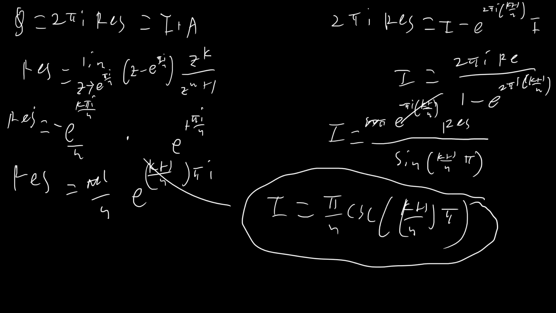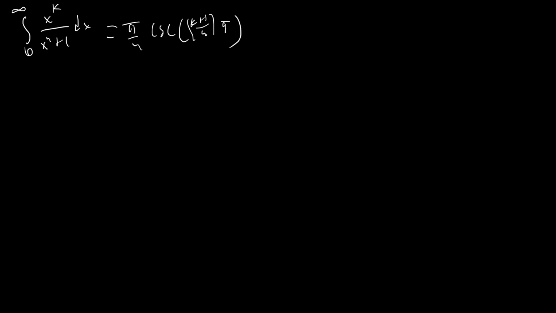Now, here's the cool part. I'm going to make some space. So we have that the integral from 0 to infinity of x to the k over x to the n plus 1 dx equals pi over n cosecant of k plus 1 over n pi. Now, here's what we're going to do. We differentiate both sides with respect to k.